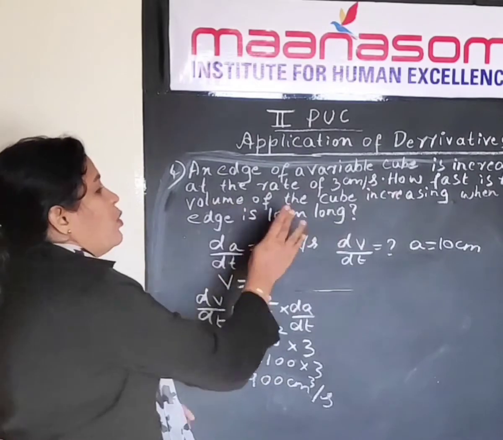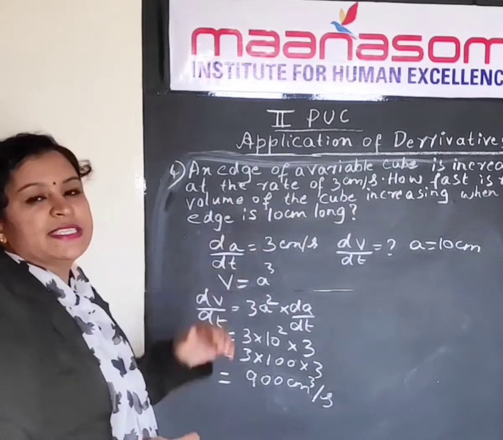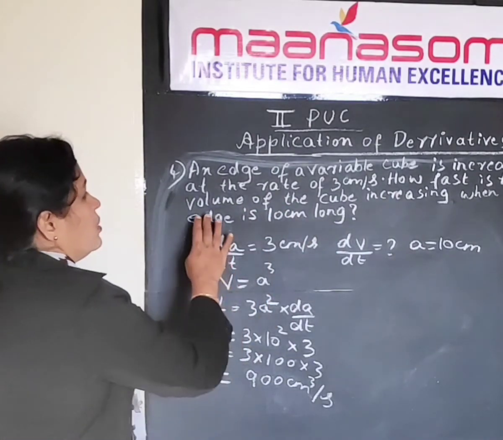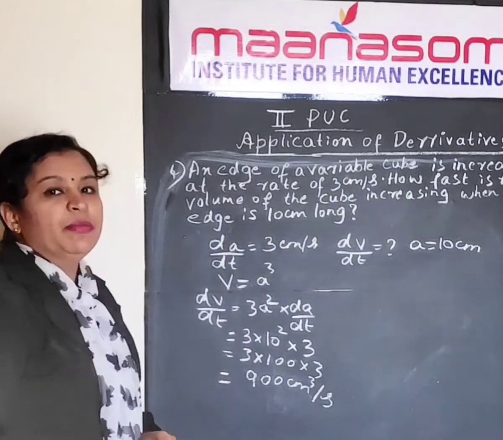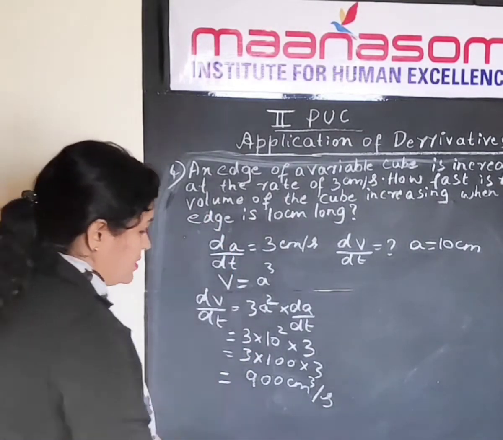So how fast is the volume of the cube increasing when the edge is 10 centimeter long? It will increase 900 centimeter cube per second. So this is the answer.